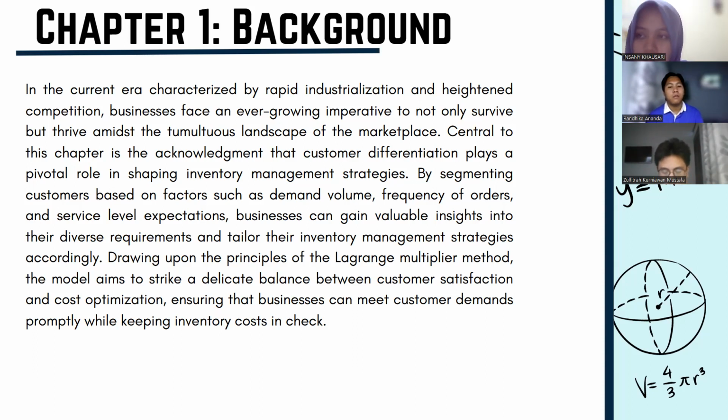This chapter sets out to develop a comprehensive model that takes into account the varying needs and preferences of different customer segments. Drawing upon the principles of the Lagrange multiplier method, the model aims to strike a delicate balance between customer satisfaction and cost optimization, ensuring that businesses can meet customer demands promptly while keeping inventory costs in check.